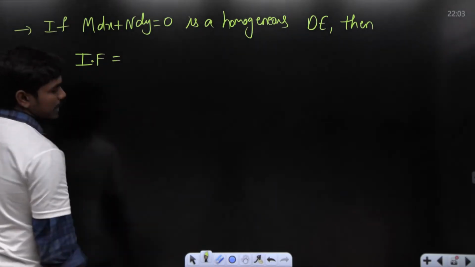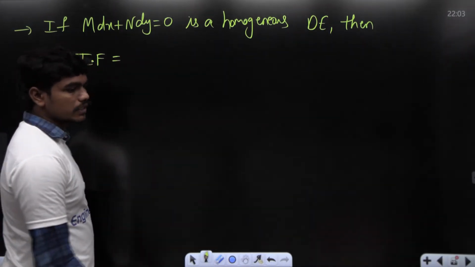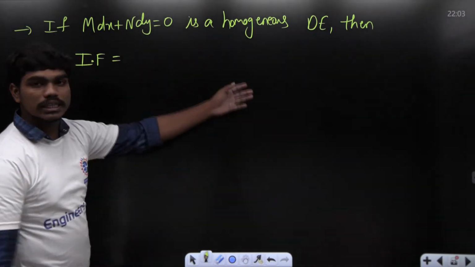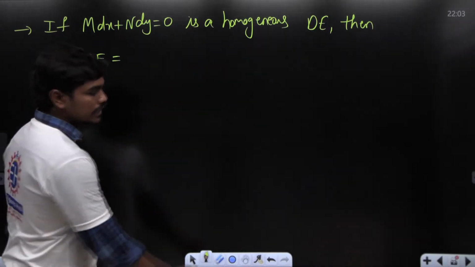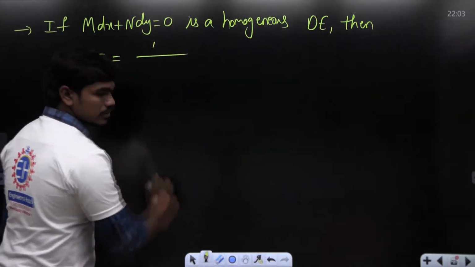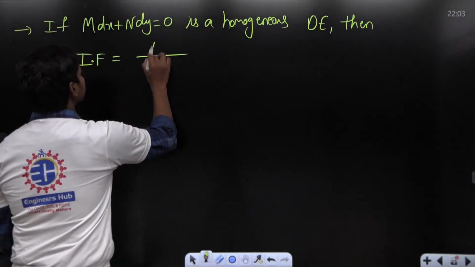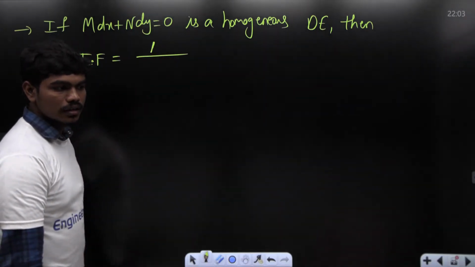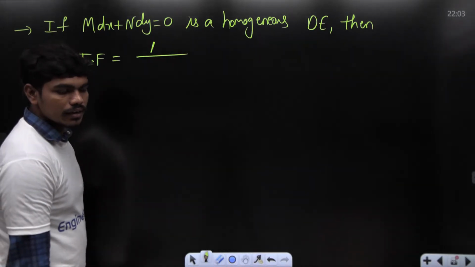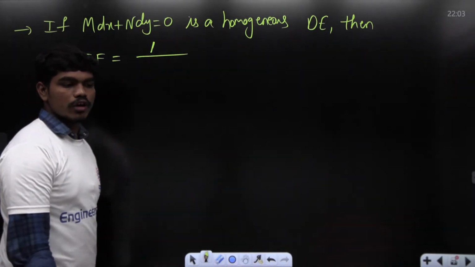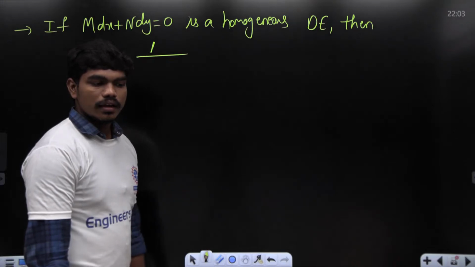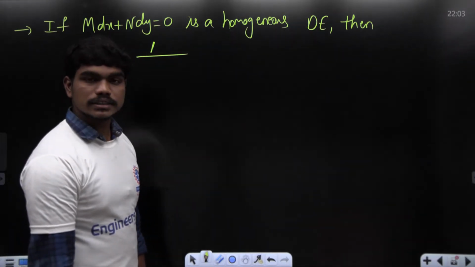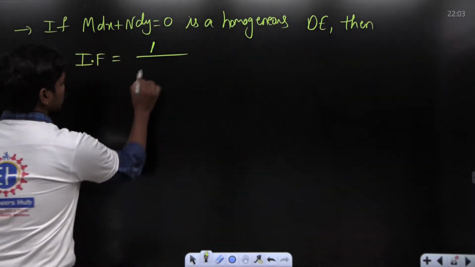If M dx plus N dy is equal to 0 is a homogeneous differential equation, then can you tell me what is the integrating factor? It is 1 by... can anyone tell me? 1 by Mx plus Ny, correct.